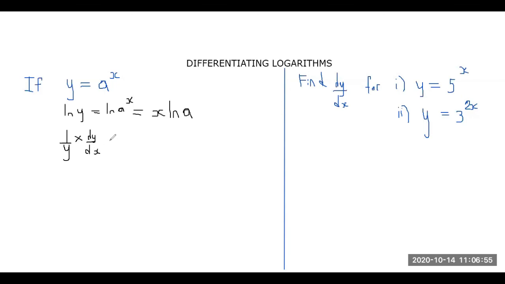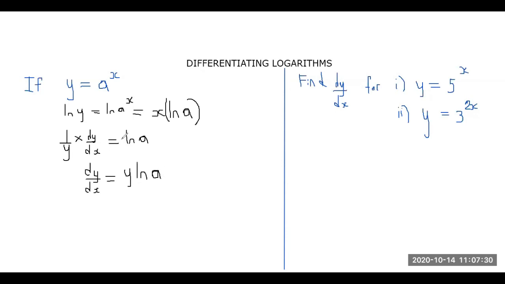And then that's going to be equal to differentiating x ln a. Think of ln a as a constant, k times x. When you differentiate k times x, we just get k. So differentiating x ln a just leaves ln a. If we multiply this equation through by y, we see that dy by dx is equal to y ln a.